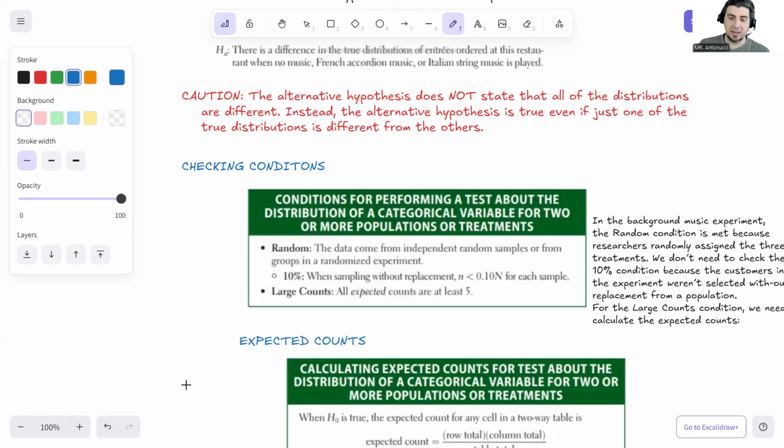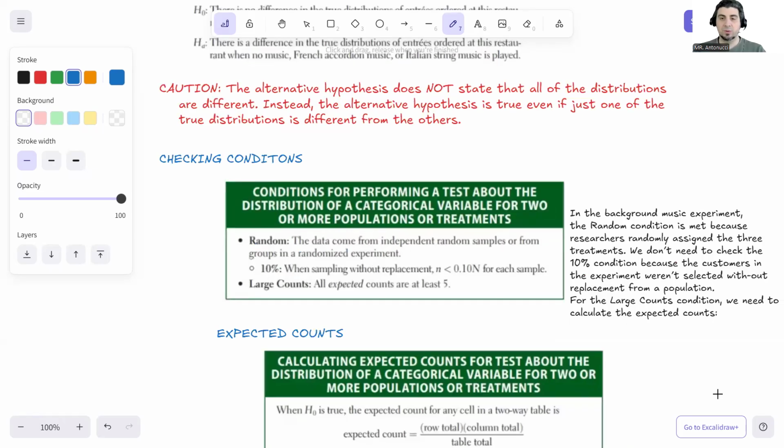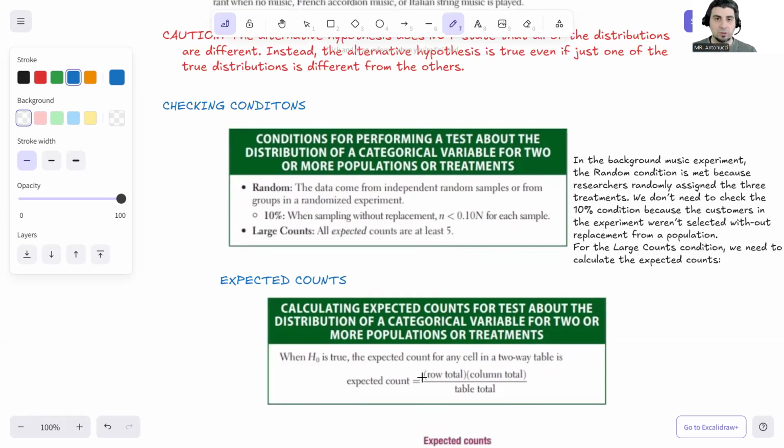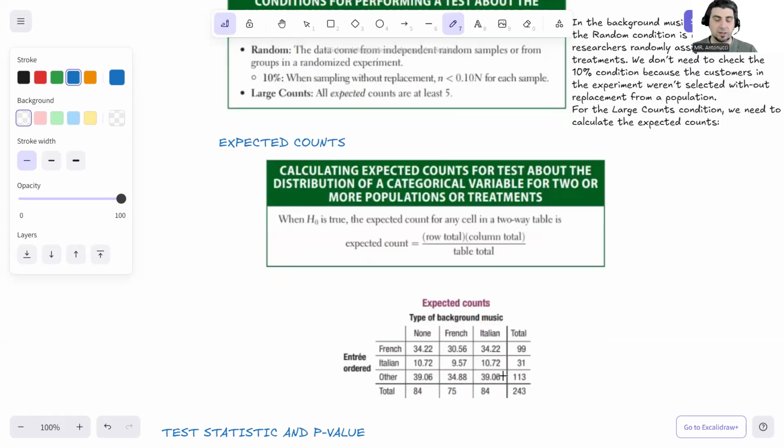First thing, check the conditions. You have the random, 10%, and large count conditions. But here in this experiment, the random condition is met because researchers randomly assigned the three treatments. We don't need to check the 10% condition because the customers in the experiment weren't selected without replacement from a population. But for the large counts condition, we do need to calculate the expected counts, and those are calculated the same way: row total times column total divided by table total. So if we looked at that, we would get this table of expected counts.